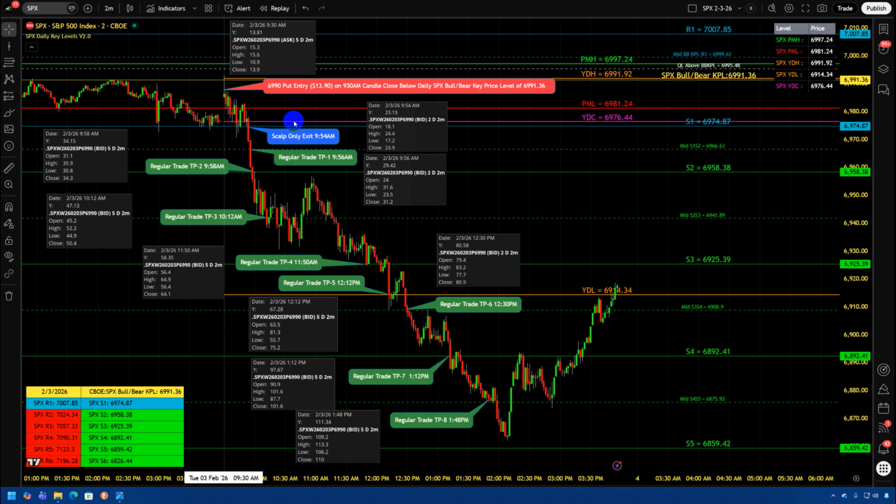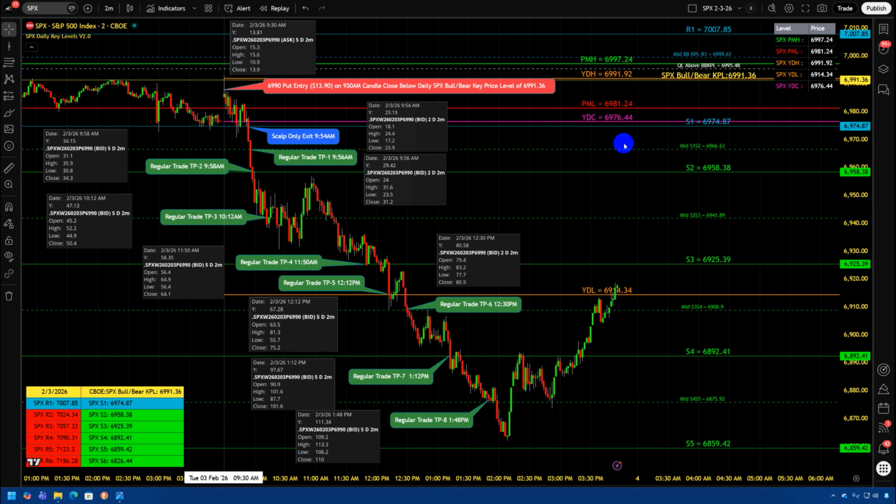With this indicator, there are two different types of trades that you can take. Scalp only trades and regular trades. Scalp only trades require a one level move in your favor to exit the trade. With scalp only trades, you are looking for the quick in and out. You are not going to be managing your trade past the scalp only threshold. You are simply going to enter your trade and then you're going to exit your trade at the one level move in your favor.